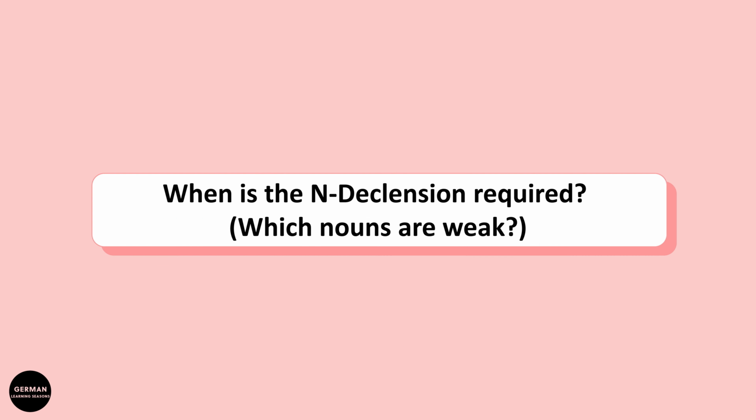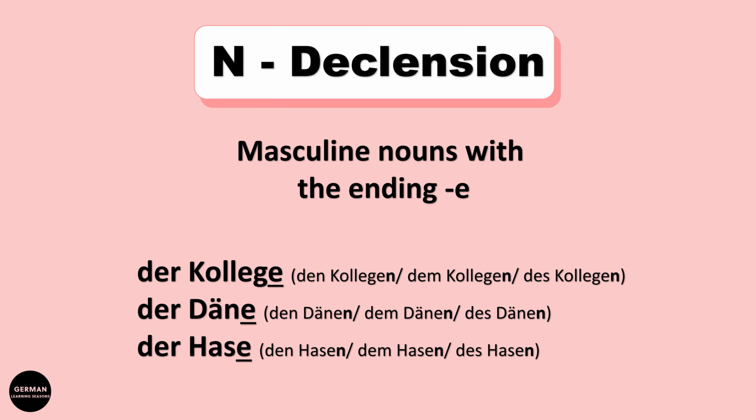So how do we know which nouns are affected by the N-Declension? Or you can also say, how do we know which nouns are weak? These are always masculine nouns that refer to persons or animals with a different ending, for example, with the ending E. Der Kollege, the colleague. In accusative it's den Kollegen, dative dem Kollegen and genitive des Kollegen. So here you see we always have to add an N because of the N-Declension. Then we have der Hase, the rabbit.